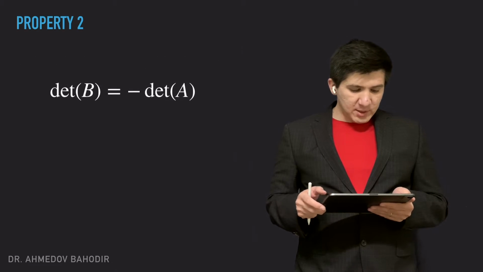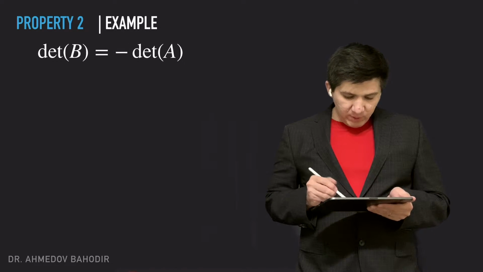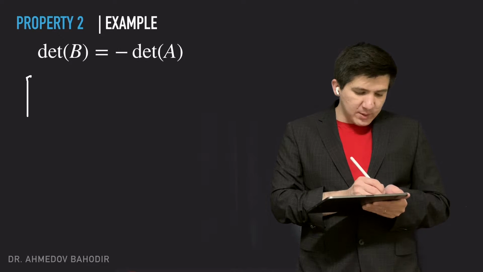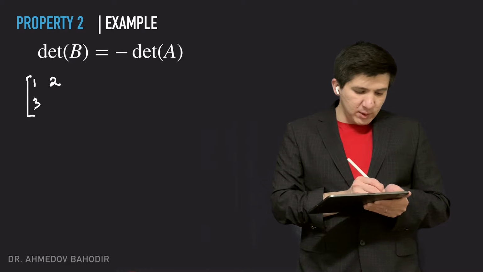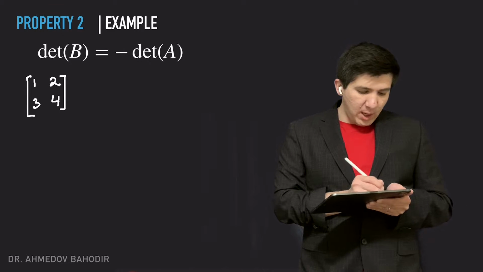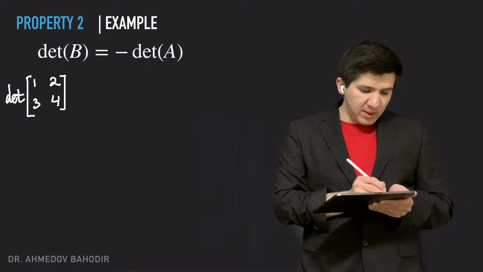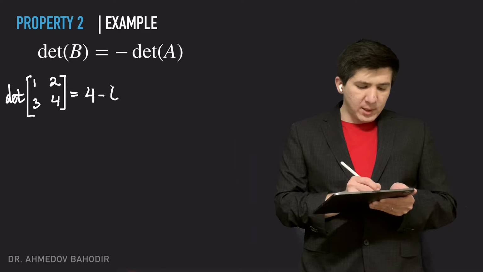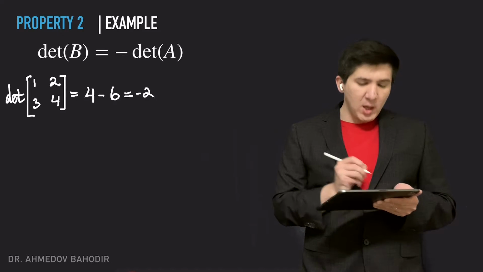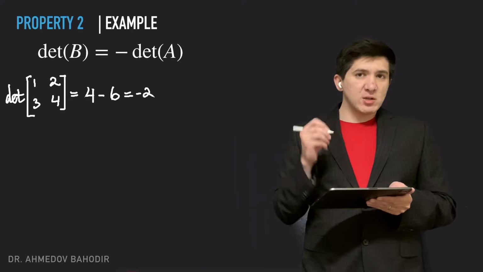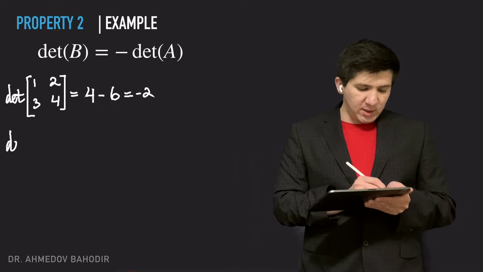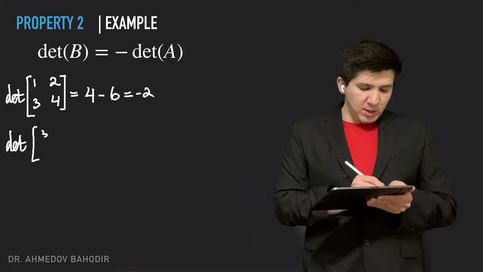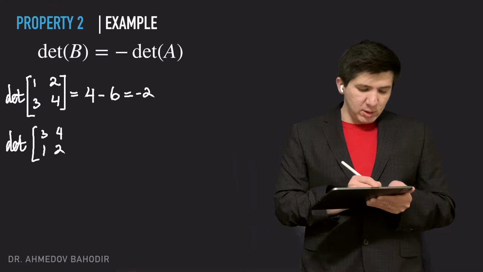So let's do an example. If you remember, I've got this matrix A with the components 1, 2, 3, 4, right? And we say that the determinant of this matrix is going to be the multiplication of its diagonal entries. It's going to be 4 minus 6, which is equal to minus 2. Now, if I interchange the two rows of this matrix, then I would get another matrix: 3, 4, 1, and 2, right?